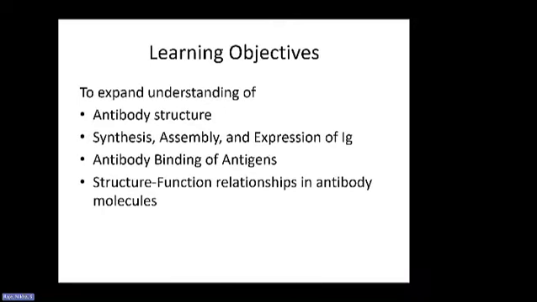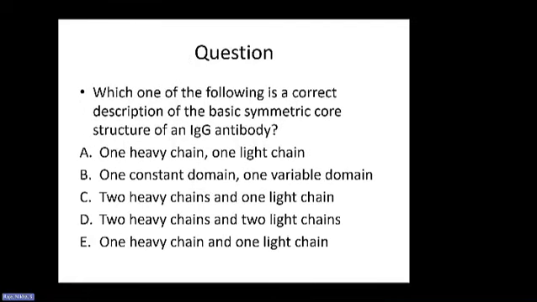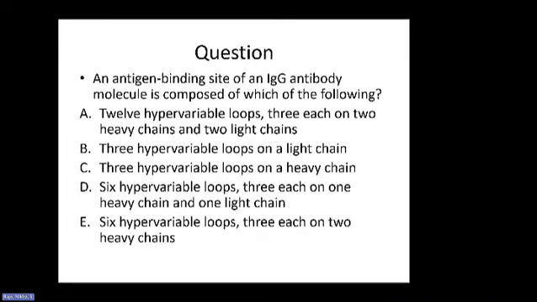Learning objectives for today: to expand the understanding of antibody structure, synthesis, assembly, and expression of immunoglobulins, antibody binding to the antigens, and then structural and functional relationships in antibody molecules. Couple of pre-test questions here. We'll come back to these. Which one of the following is a correct description of the basic symmetric core structure of an IgG antibody? And the antigen binding site of an IgG antibody molecule is composed of which of the following?